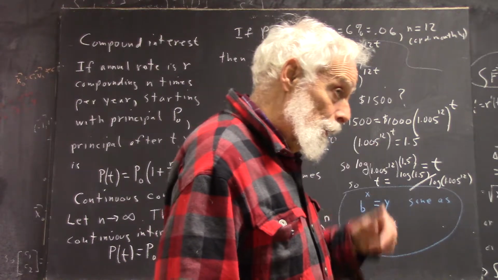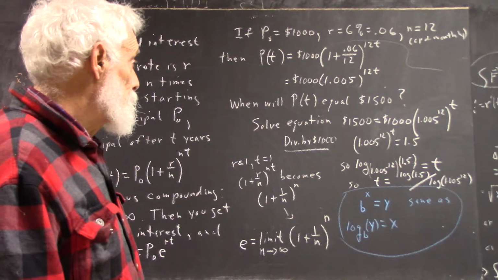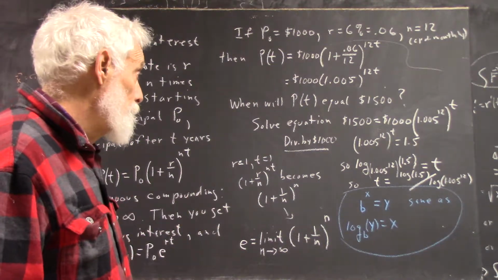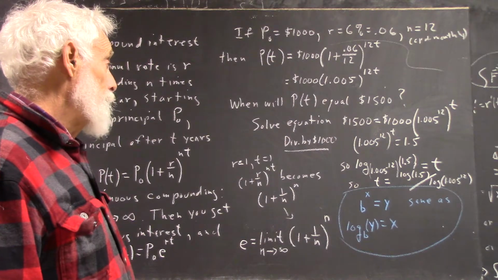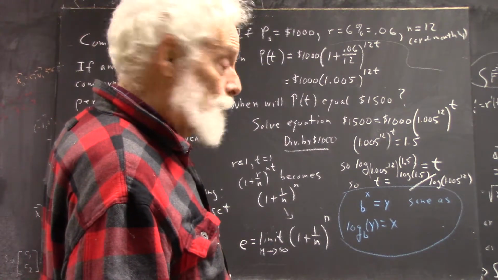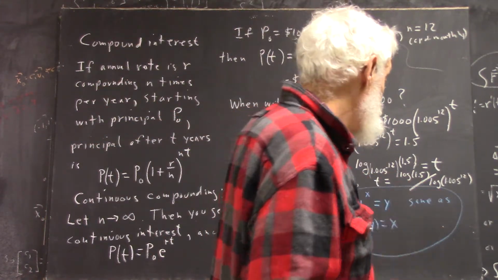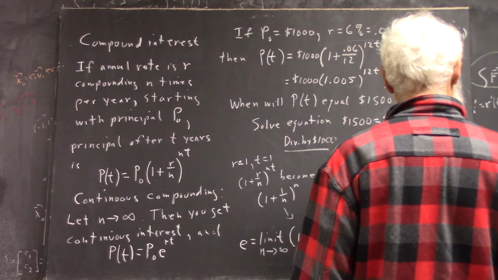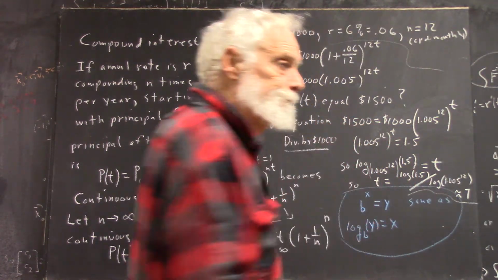And I guess, let's see, at around 6% doubling time would be around 12 years, so you probably hit 1,500 somewhere around the 7th year. Okay? So I'm guessing that if you put this into your calculator correctly, you'll get something in the order of 7. Okay?